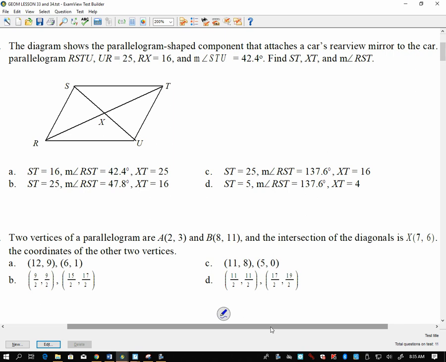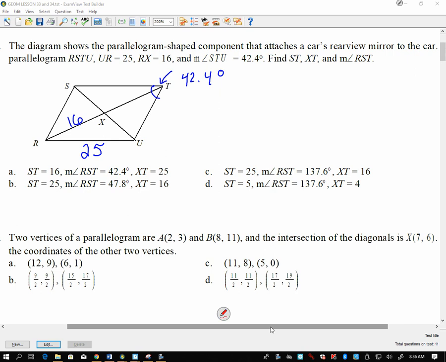Okay, so the first thing that I want to do is do what with the information that they've given me? Put it where it needs to go. So I'm looking for UR. UR is down here, right? I'm going to go ahead and write 25 there. RX is 16. And STU, that's this whole angle right here, is 42.4 degrees. They want to know what is ST.